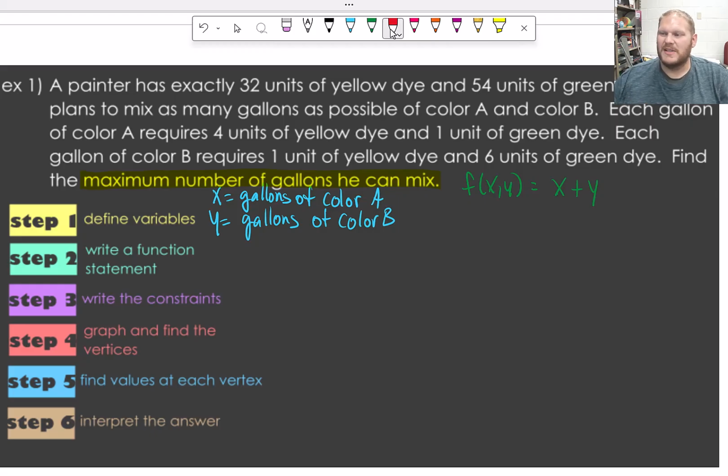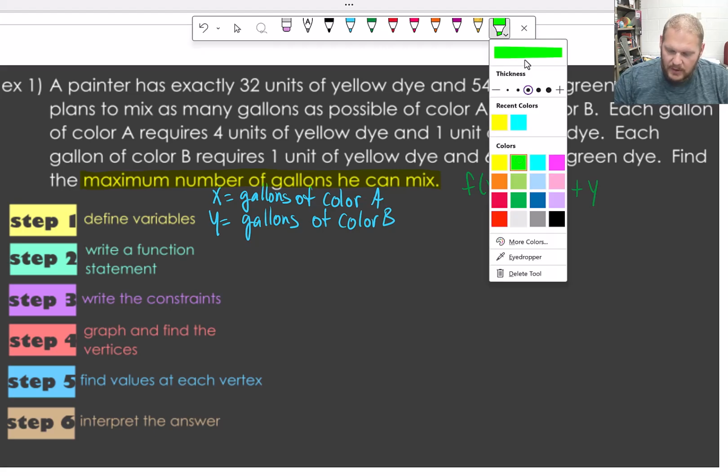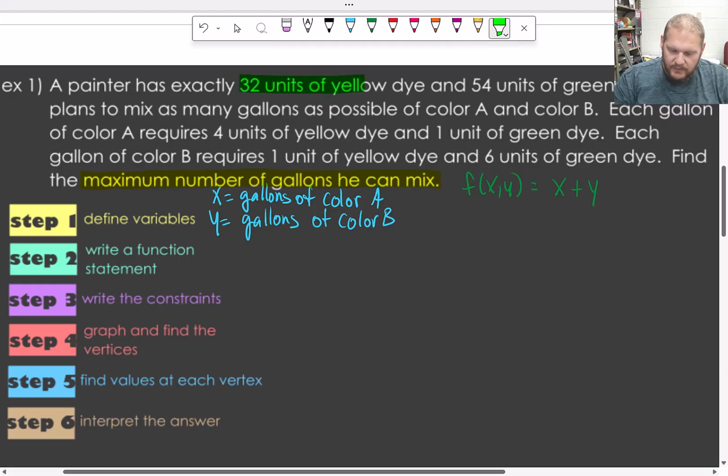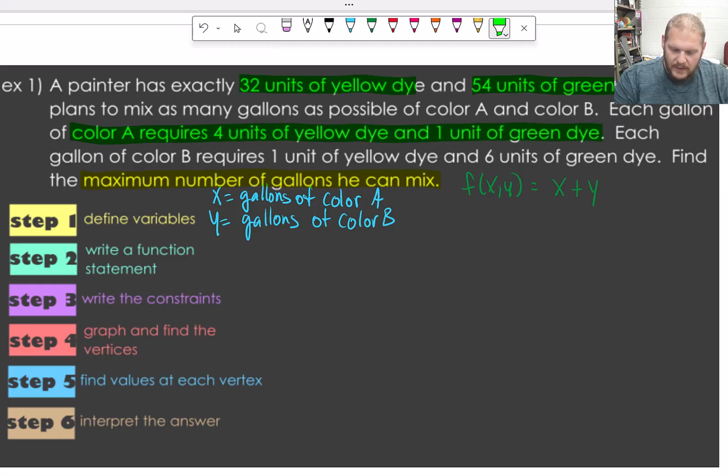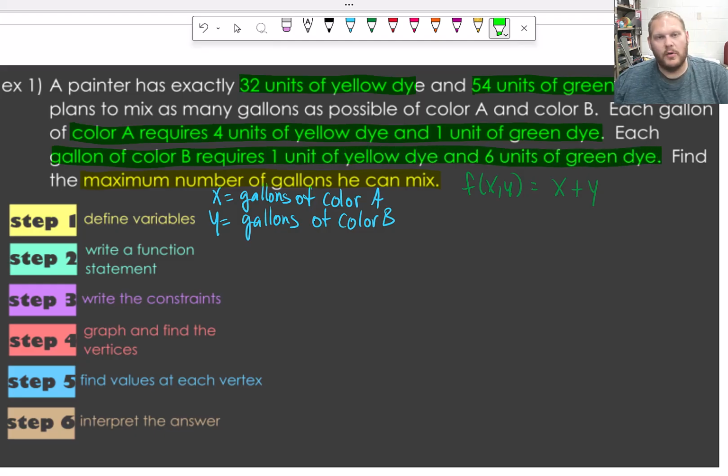Those are the limitations based on the information that we're given. In our problem here, we know we have 32 units of yellow dye and 54 units of green dye. Then they give us that color A requires 4 units of yellow and 1 unit of green, and color B requires 1 unit of yellow and 6 units of green dye. Those values we have to go through and figure out how they relate to each other. Our variables are set up so that X measures how many gallons of color A we are creating, and Y is how many gallons of color B.